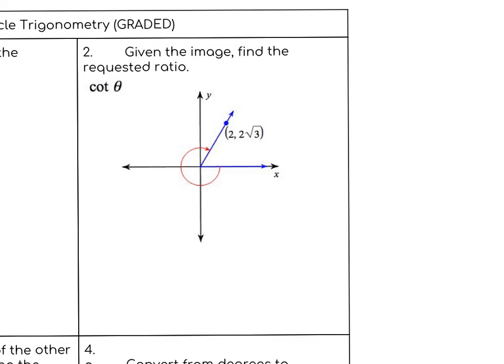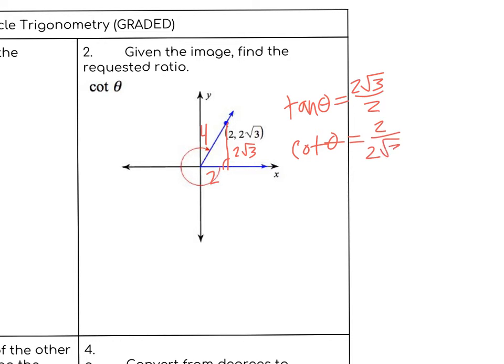For number 2, we've got to give the requested ratio. We're looking for cotangent of theta. And in looking at this, let's make a triangle. So we've got 2 root 3, and by the Pythagorean theorem, this is going to come out to be a hypotenuse of 4. Cotangent is going to be the reciprocal of tangent. So tangent of theta is going to be 2 root 3 over 2. Cotangent of theta is going to be 2 over 2 root 3.